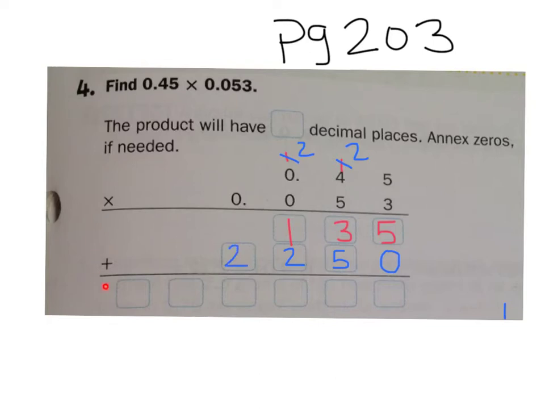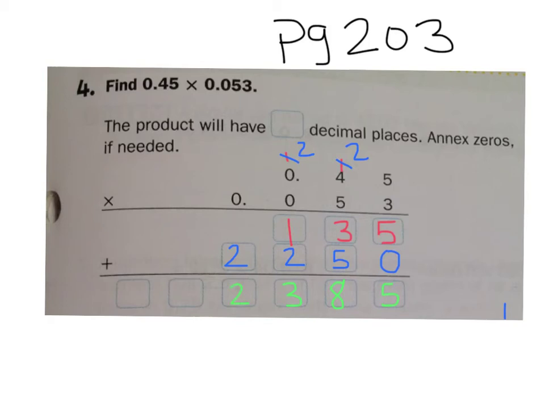The next task is we're going to add our numbers together. So 5 plus 0 is 5. 3 plus 5 is 8. 1 plus 2 is 3. 2 plus nothing is 2.